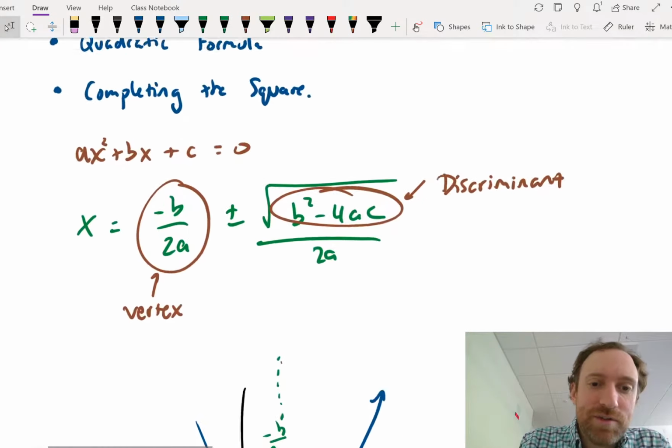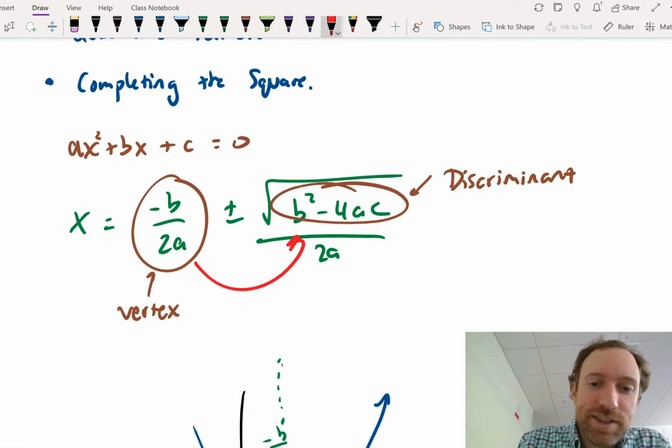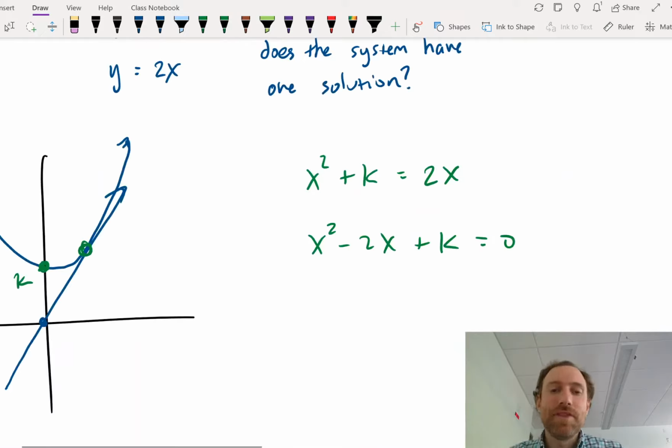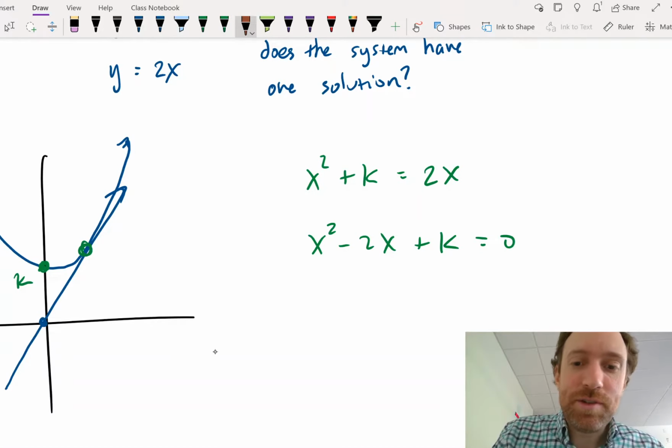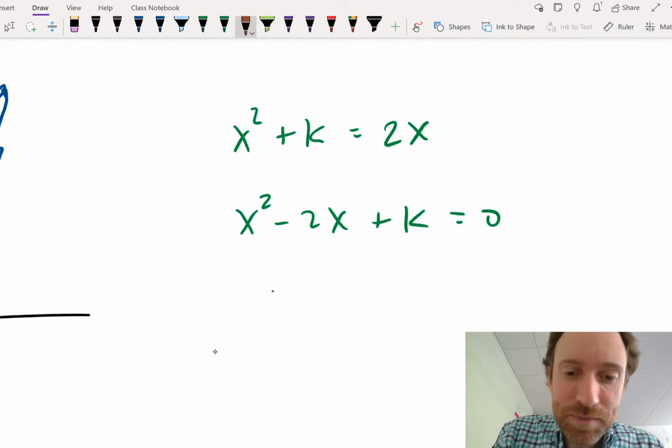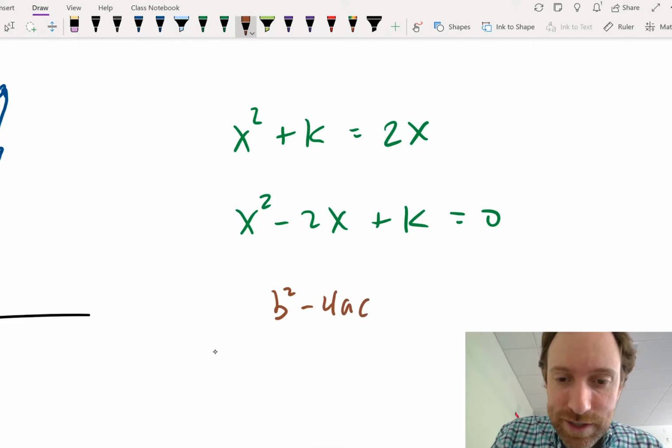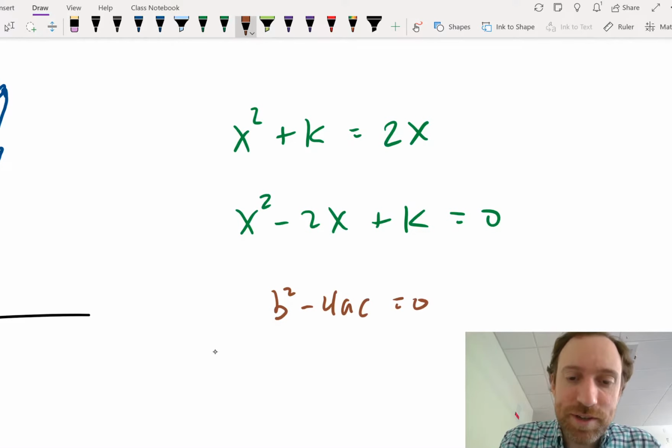get, in the quadratic formula, minus b over 2a plus 0 and minus b over 2a minus 0, which are in fact the same solution. So that's what we should do. Use the discriminant. B squared minus 4ac must equal 0. That's what I'm going to do.